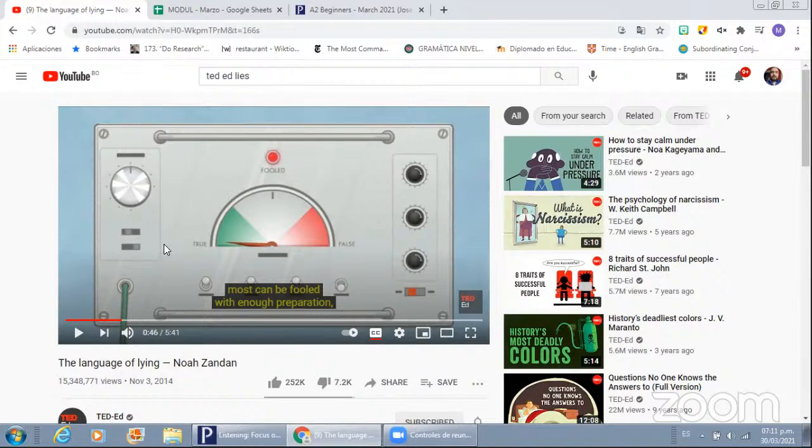These are good devices, right? But look at this sentence. Most of these devices can be fooled. What is called to be tricked, right? It means if you are a person who is very prepared, you can fool these devices. It means that you're going to tell a lie, but this device is going to recognize it as if it were true, right? So you can fool devices with enough preparation.